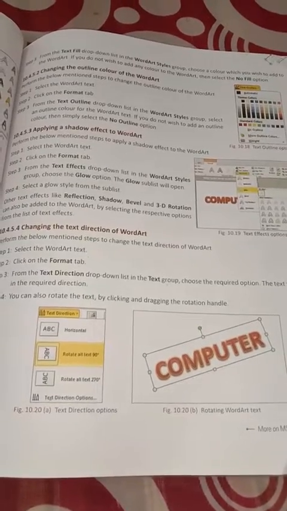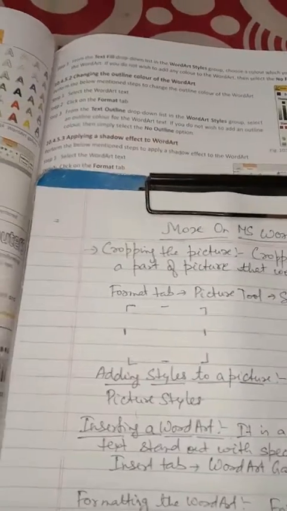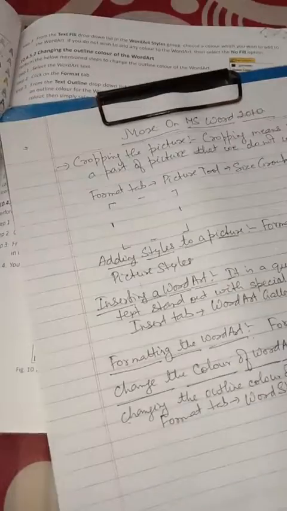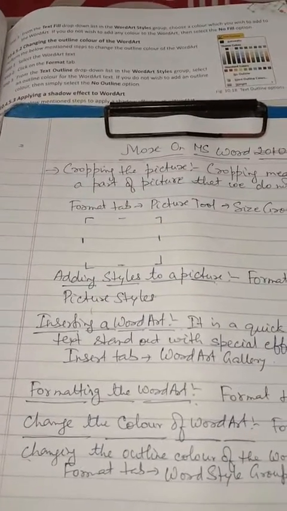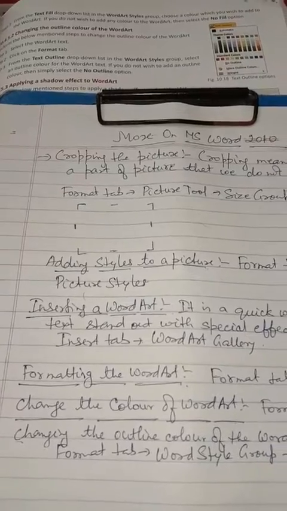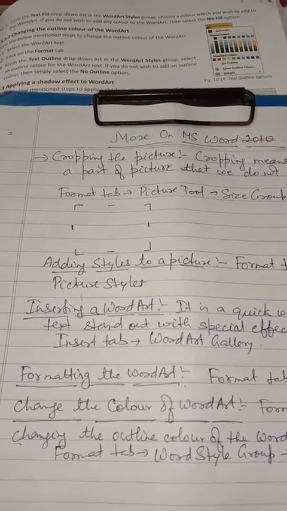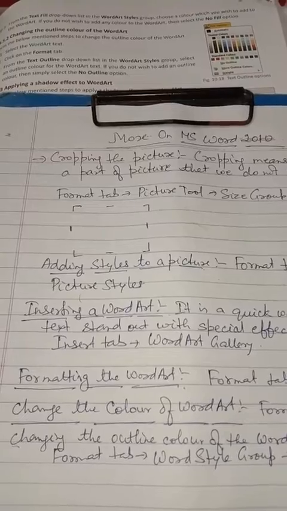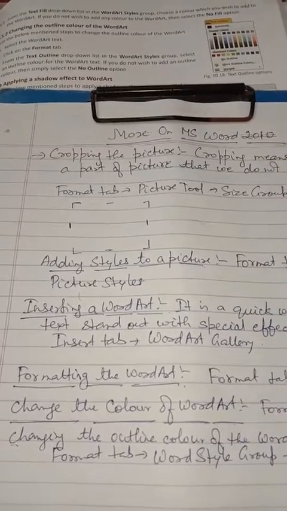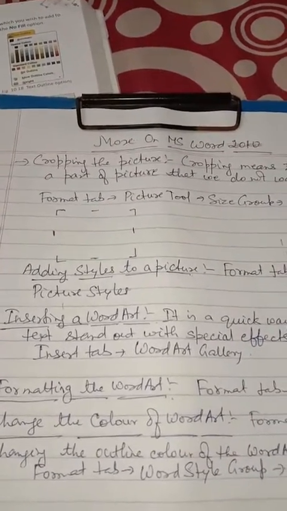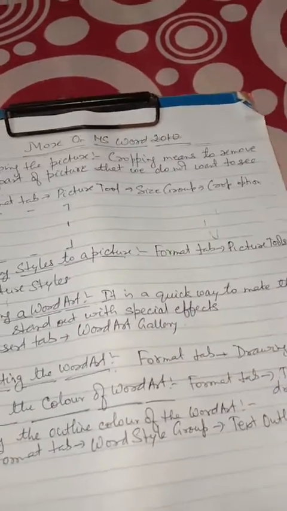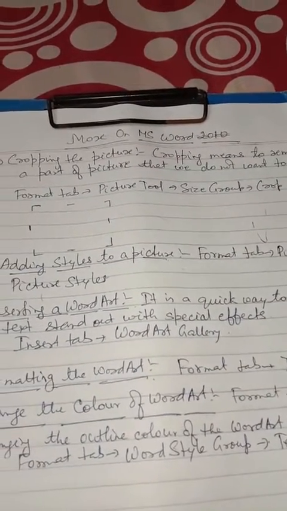So this was the topic that we discussed today. The important things that we discussed in our video were cropping the picture, how to add styles to a picture, how to insert a word art, what is word art, how to format the word art, the different formatting styles that we can apply in the word art, changing the color of the word art, changing the outline color of the word art, applying the shadow effect to the word art, and changing the text directions of the word art. So these were the different topics that we discussed today.